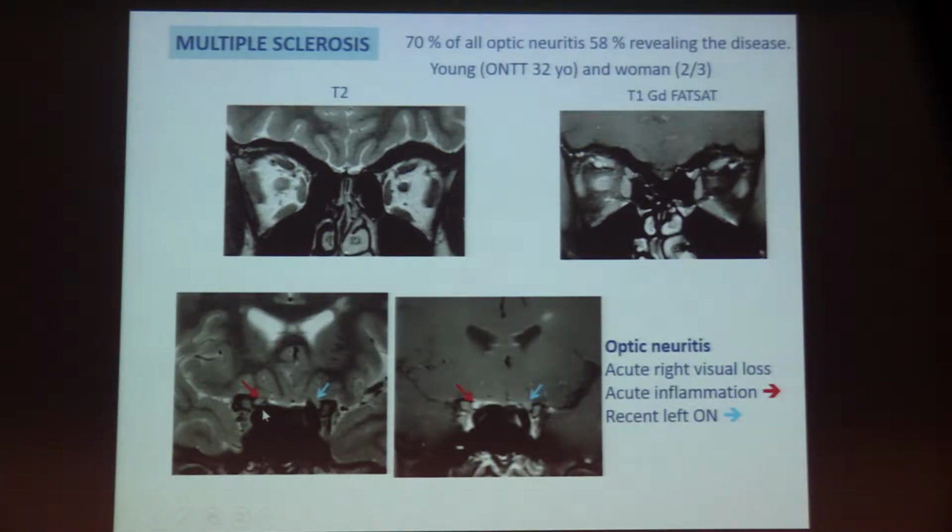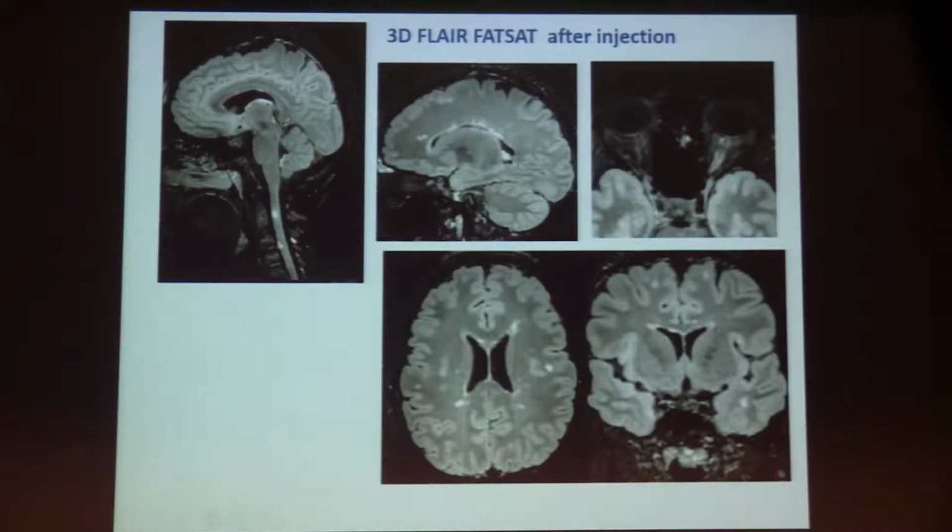On the right side, it is an acute optic neuritis with a bright signal on T2 images of the optic nerve and a big contrast enhancement. And on the other side, there was a former optic neuritis which lasted for 3 weeks. And you see the signal of the optic nerve is low, and the signal of the optic nerve on T2 is lower than on the other side. And of course, there is another lesion that shows that it's probably optic neuritis.